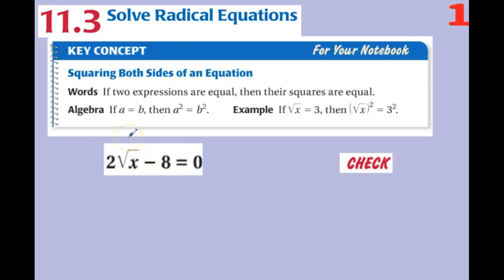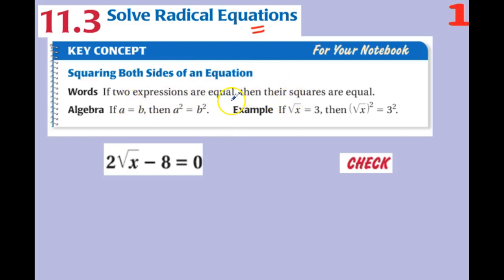Good morning. Today we're doing lesson 11.3, which is solving radical equations. So the other day we did expressions. Now we have equations with an equal sign. So our key concept today is squaring both sides of an equation.